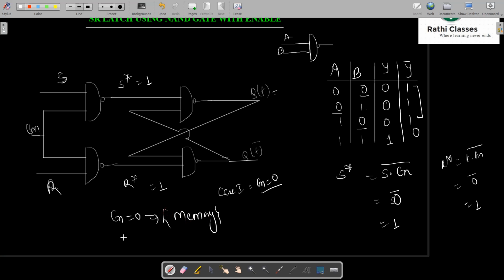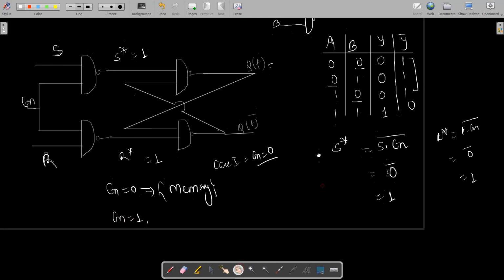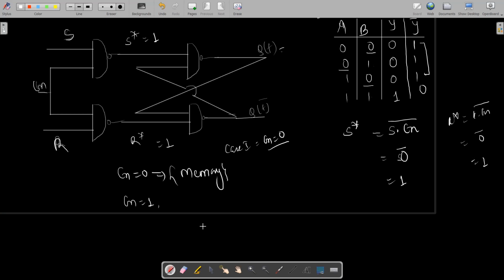Now what if enable equals 1? As enable is made 1, we need to divide into 4 cases. When enable equals 1, S star equals S dot EN whole bar. What is S? S is S. We will be taking up the cases. Enable is 1, so the result is S bar. Similarly, R star is nothing but R dot enable bar, which equals R dot 1 whole bar, which equals R bar.